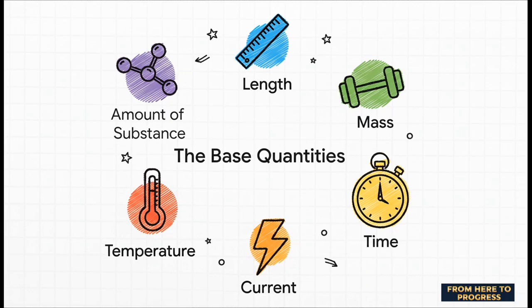You've got the ones you know and love: length, measured in meters; mass, in kilograms; and time, in seconds. Then we get a bit more specialized: electric current, that's amps; temperature, which is Kelvin; and for all you chemists, the amount of substance, which is the mole. Oh, and the last one, luminous intensity, in candelas, which is basically a measure of brightness. That's it, just 7. Think of them like the primary colors of the universe. Every other measurement you can think of is just some combination of these.